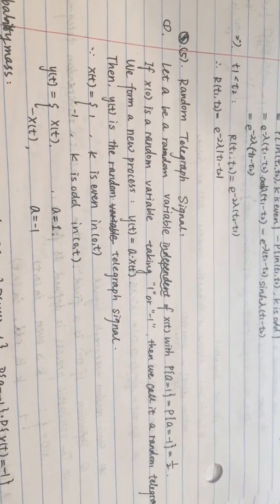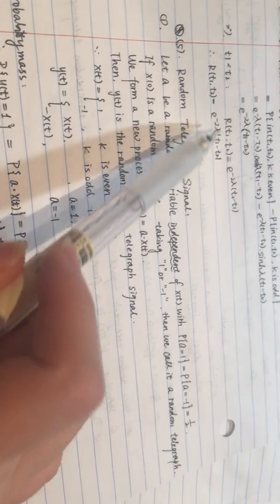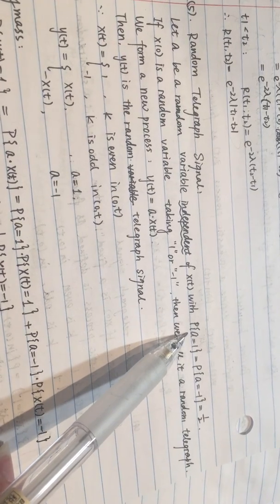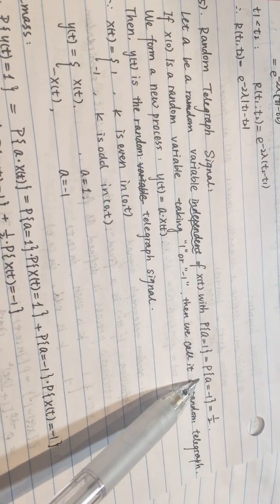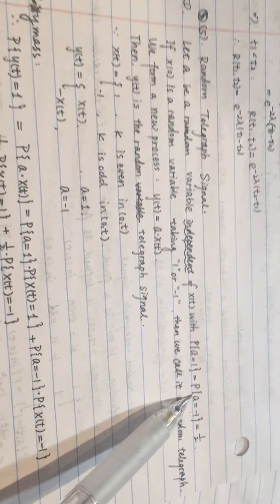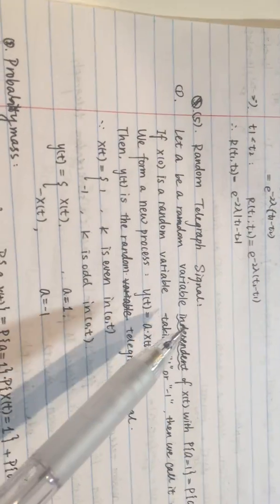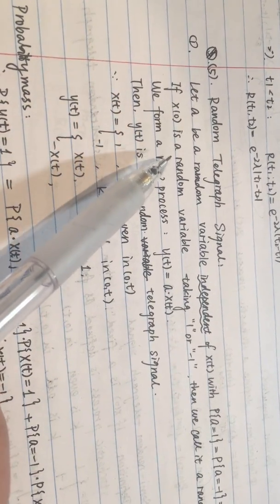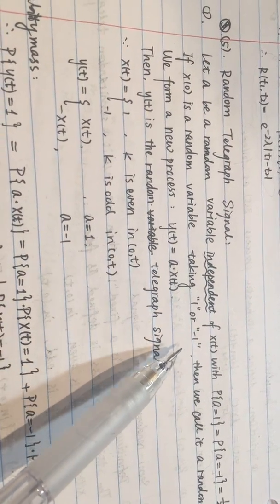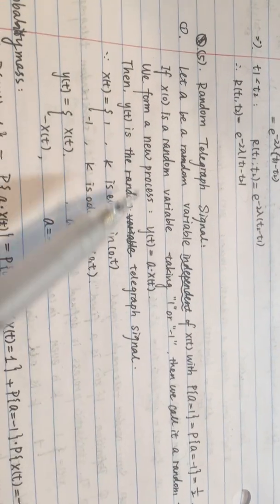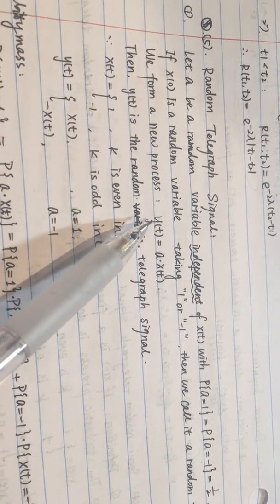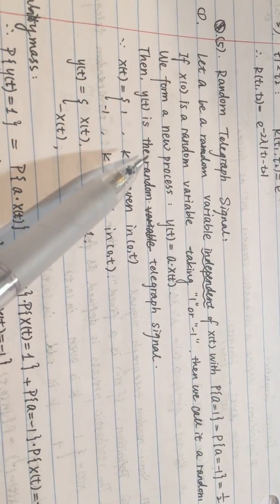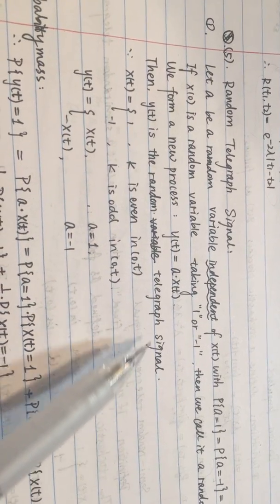Another one is the random telegraph signal. The definition: let A be a random variable independent of X(t), with A equals 1 with probability 1/2, and A equals minus 1 with probability 1/2. If x0 is a random variable taking 1 or minus 1, then we call it a random telegraph signal. We form a new process Y(t) equals A multiplied with X(t). Then Y(t) is the random telegraph signal.